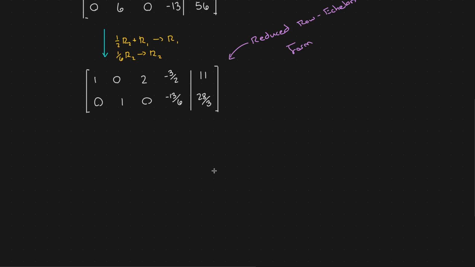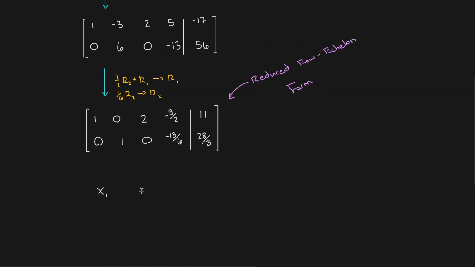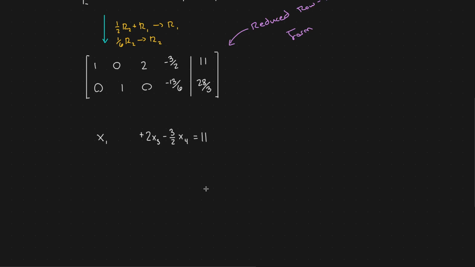Okay, and we could also see that here when we're in reduced row echelon form, but you could see that as soon as you get to row echelon form. So my equations are 1x1 plus 0x2 plus 2x3 minus 3/2 x4 equals 11. And the second equation is 1x2 plus 0x3 minus 13/6 x4 equals 28/3.